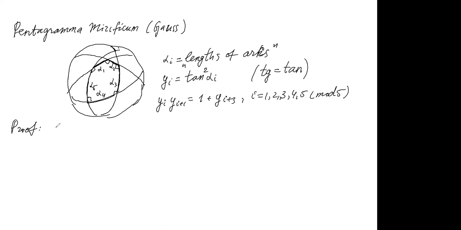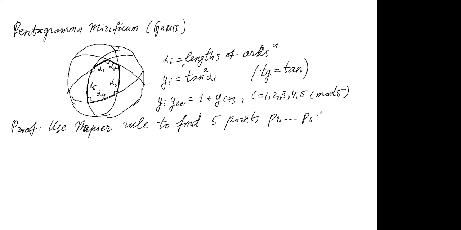Well, it's easy, but it is involved in some respect. One can use the Napier rules, which are a kind of analog of the sine and cosine rules for spherical right triangles, some kind of Pythagoras rule as well, to find 5 points P1, ..., P5 on a real line, such that y_i is equal to the cross ratio of p_{i+1}, p_{i+2}, p_{i+3}, and p_{i+4}.